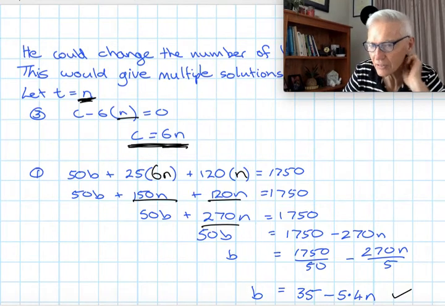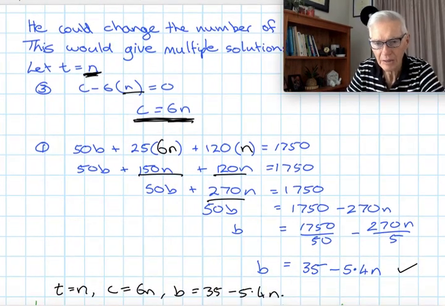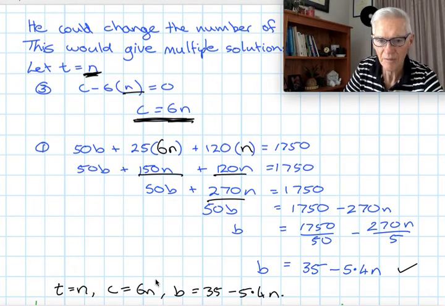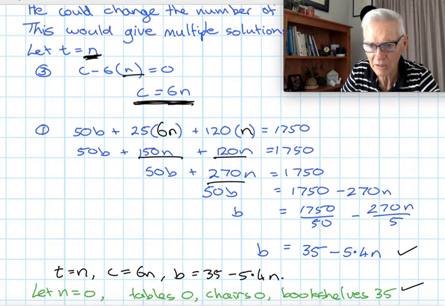Slow this video down if it's going too fast. We'll just pause it. So here is our solution. The number of tables we'll call n. The chairs is 6 times the number of tables, n. And the bookshelves is 35 minus 5.4n. So let's try some values. Let n equal 0. If there's 0, then the chairs will be 6 times 0, so that would be 0, and the bookshelves would be 35. So he could spend the month making no tables, no chairs, 35 bookshelves, and he'd be able to do it.